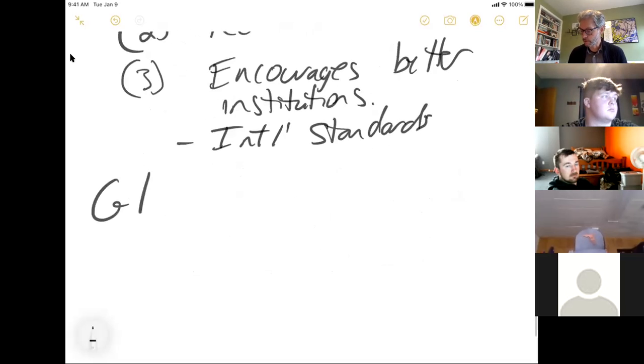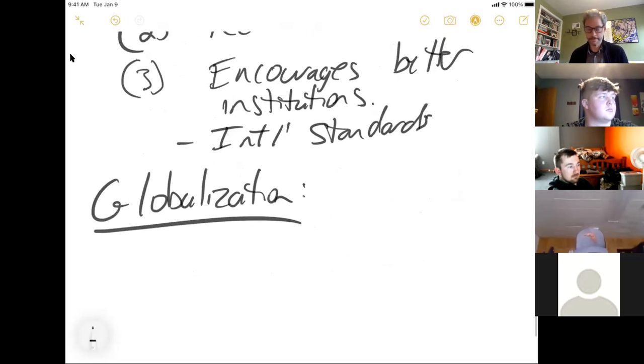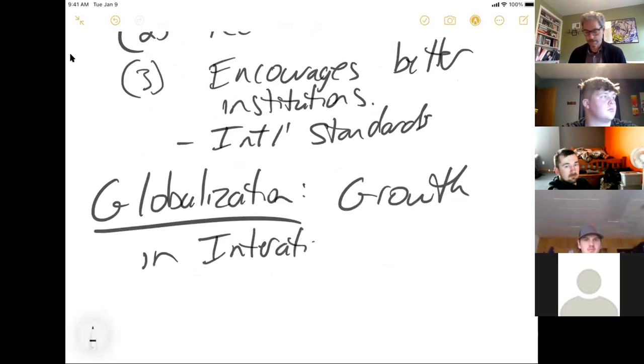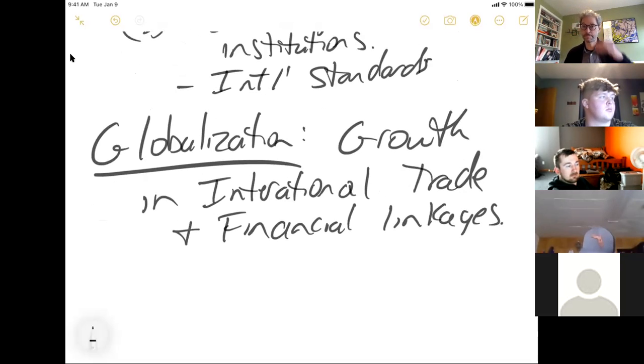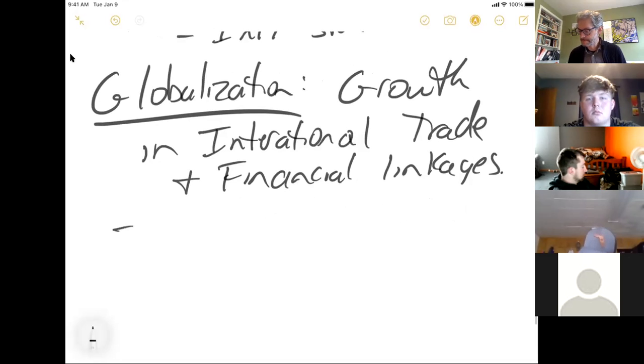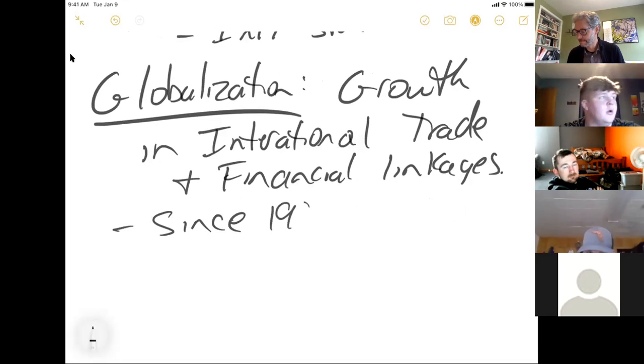Now, I'm sure you've heard of this concept, globalization. Globalization basically means the growth in international trade and financial linkages. And that's something we're going to talk a lot about here today, that globalization is not just in terms of trade in goods and services, but it's also trade in financial services, savings and investing across countries. And this really has been taking place, it's hard to say exactly when it started, but roughly since the 1980s is when we've seen this recent boom in globalization.